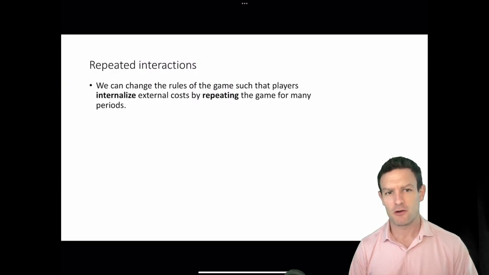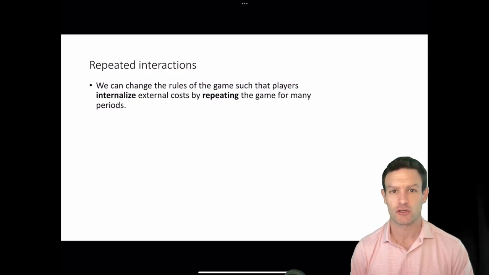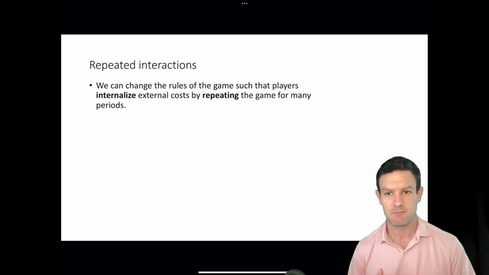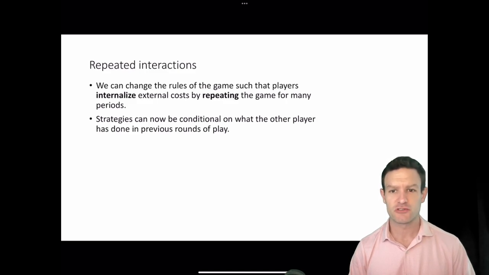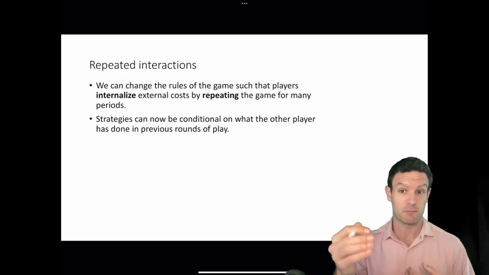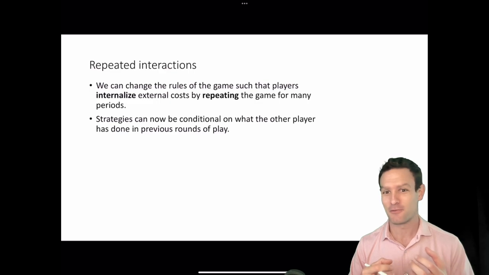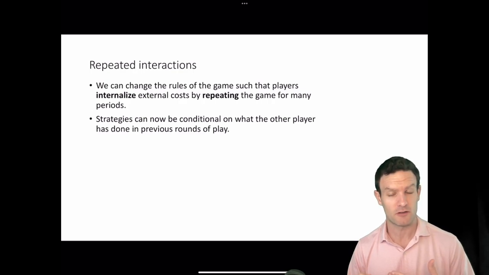When we're thinking about repeated interactions, we can think about changing the rules of the game such that players internalize external costs by repeating the game for many periods. So instead of a one-shot game where they're only interacting for one period in the lake that they're fishing in, we think about them doing this over several periods. Strategies can now be conditional on what the other player has done in previous rounds of play. If one player has fished less in a previous round, that could affect how the other player interprets it for the next round. Similarly, if the other player has fished a lot in one round, that could affect what they think they should do in the next round of play.